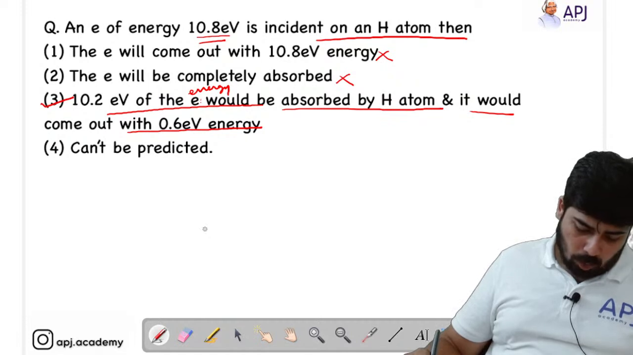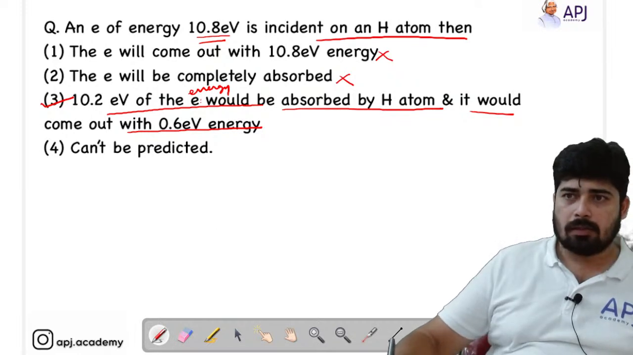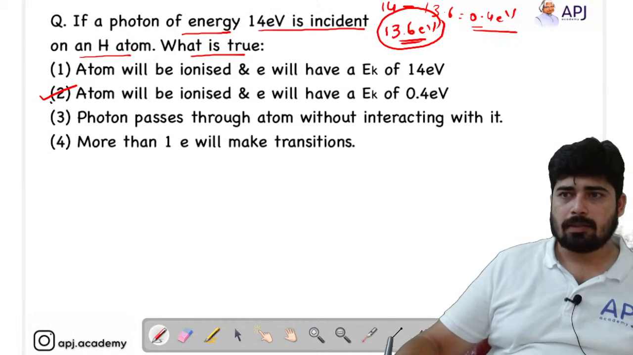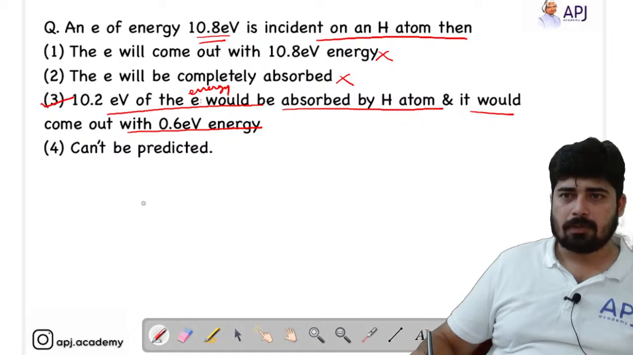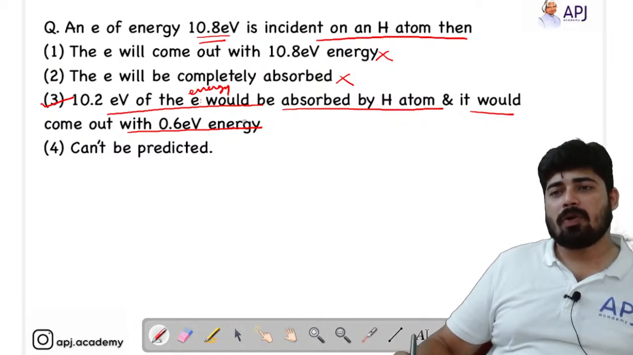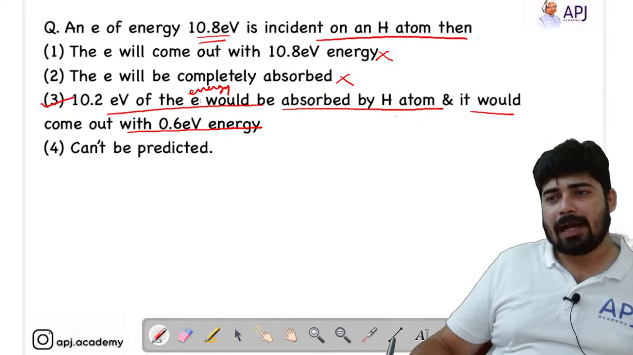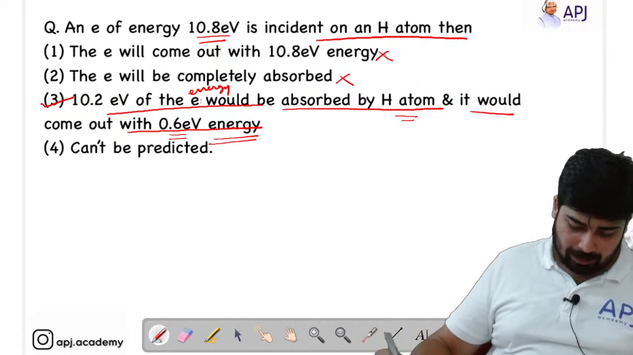Adya is saying 2. Maybe the previous one. Yes, you might have given the previous one. So 10.2 electron volt of energy would be absorbed by the hydrogen atom, and it would come out with 0.6 electron volt of energy, meaning kinetic energy. Yes, 3 is the right answer. Very good, Hadia.